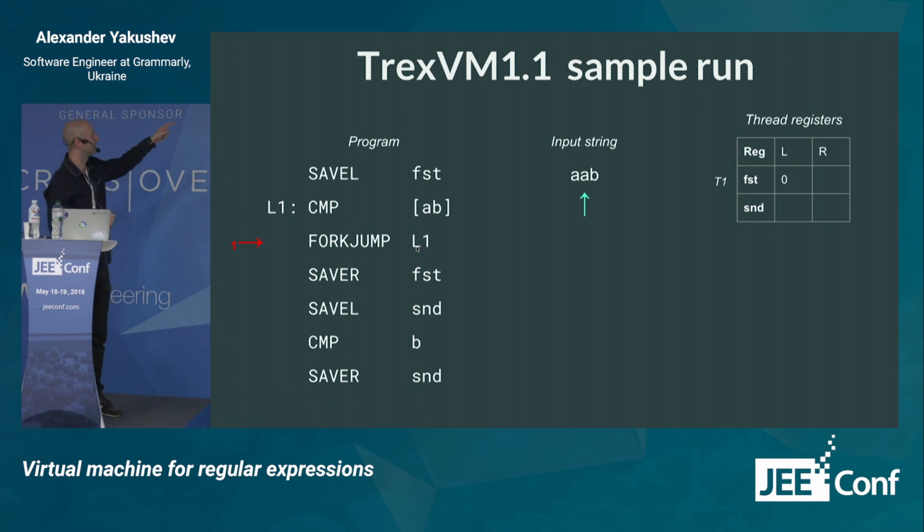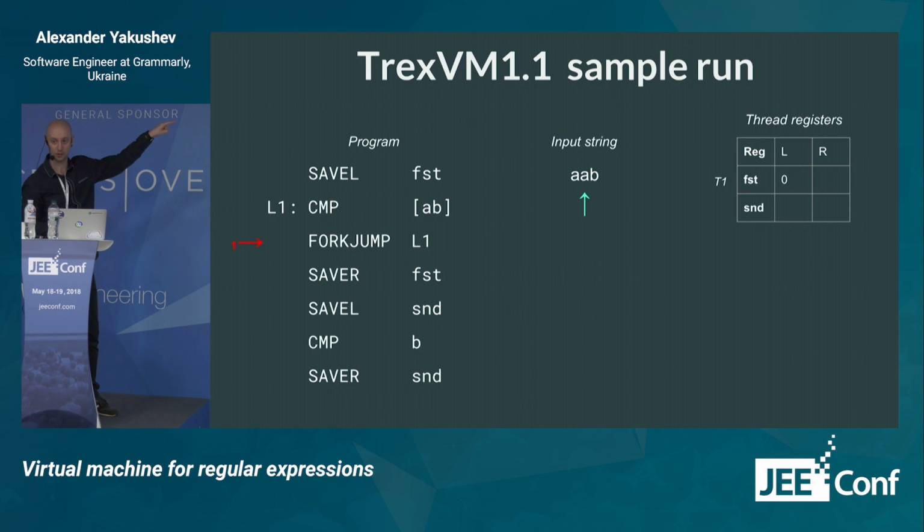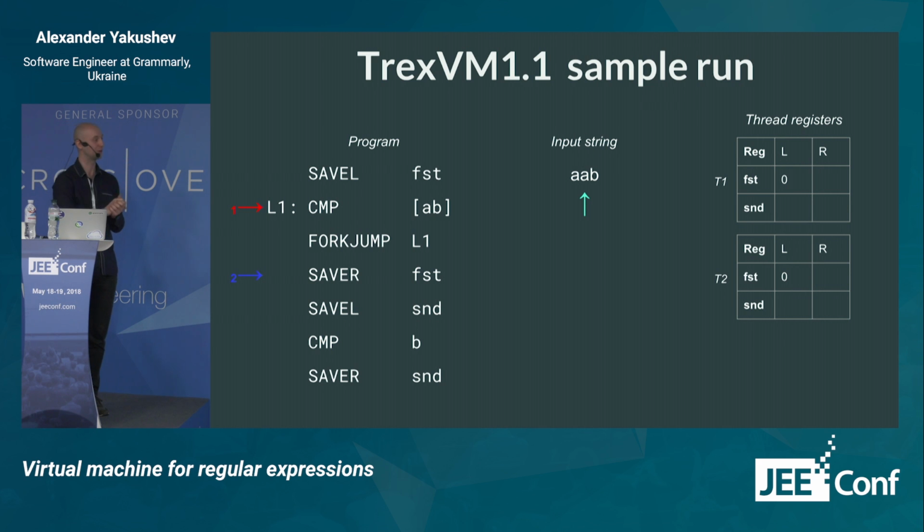What will happen now is the first thread will jump back to L1, and the second thread will go further to save right. And now the numbering of threads is important because that's how we model the priorities. The threads with lower number will have the higher priority. Okay, so you see there is another register bank here, and it's the clone of the first one. So when threads fork, they save all the registers.